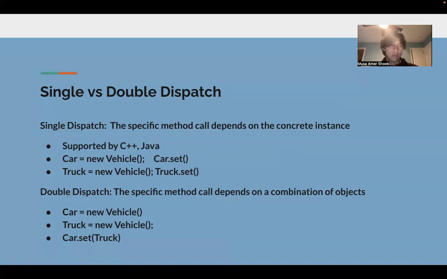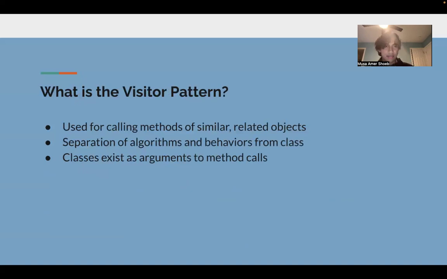Now let's talk about double dispatching. So here, the method call is going to depend on the combination of instances. So for the bottom line, we have car.set truck. So it's depending on the object that called it and the object that's an argument. And that's not supported in C++. So that's where the visitor pattern comes in.